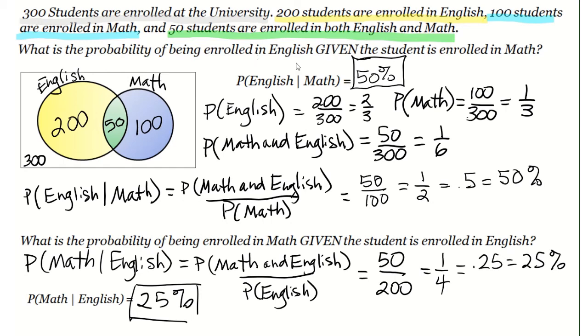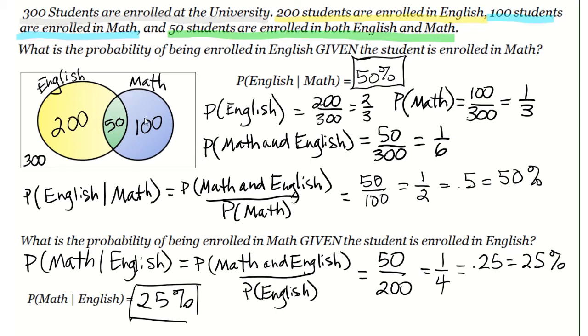So just to review, this first one, we had the probability of being enrolled in English given math. So we took the probability of the intersection where we have both math and English, which was the 50, that's in my green intersection, and divided it by the probability of being enrolled in math, which was 100, which is in my blue circle. And that gave me a 50% probability that if a student is enrolled in math, they will also be enrolled in English.